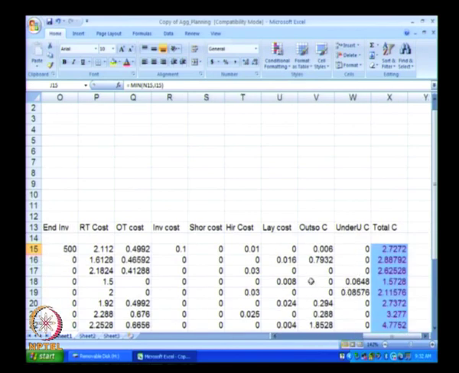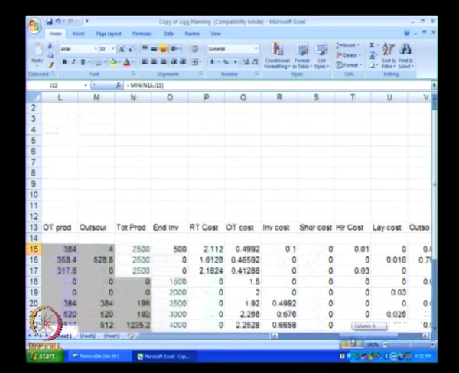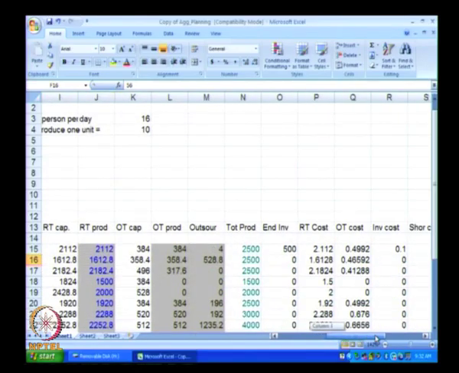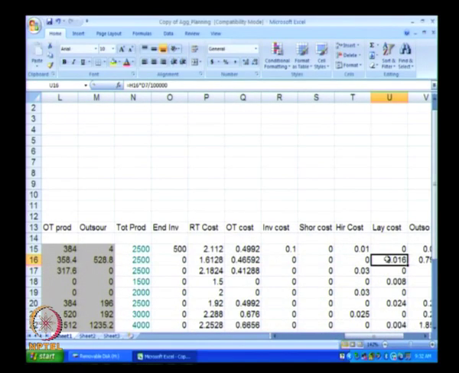Now, if we go back to few other months where I can show some of these costs. Now, if we go to month 2, February, we begin with 500, ending inventory of January becomes beginning inventory of February with 500. Now, we define workforce to be 56 for the month of February. So, there is a layoff, there is no hiring. So, February has a layoff cost that you can see here, there is a layoff cost.